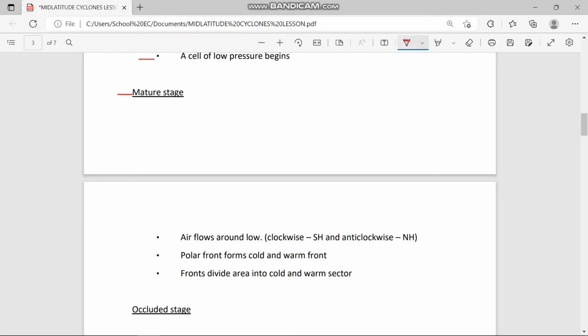So the air flows around this low pressure system in a clockwise direction in the southern hemisphere, what I have just showed you, and anti-clockwise direction in the northern hemisphere, meaning that all the countries that are experiencing, just like South Africa, particularly Cape Town, a mid-latitude cyclone in each and every winter, it is going to move in a clockwise direction, because it's in the southern hemisphere. You know that South Africa is in the southern hemisphere.